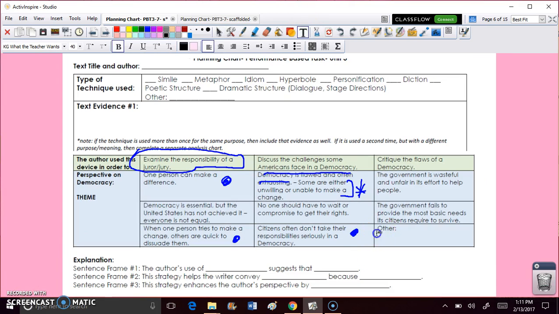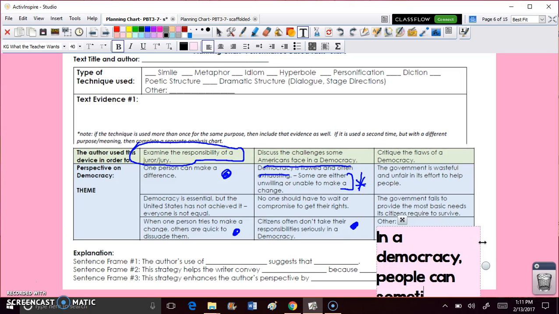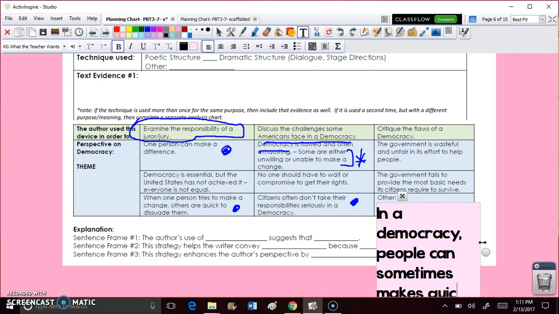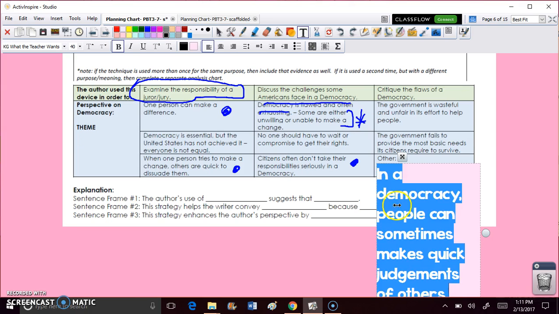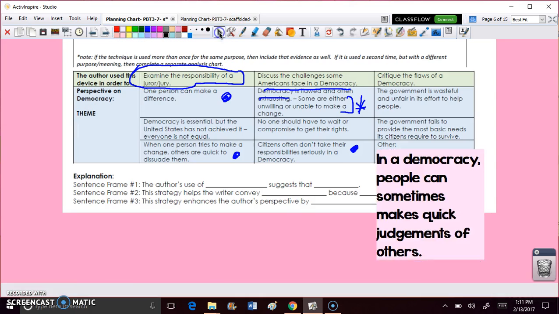And then you've got here the other, where you could come up with your own. I think in 12 Angry Men, we also see people making really quick judgments of other people. So sometimes in a democracy, people can sometimes make quick judgments of others.